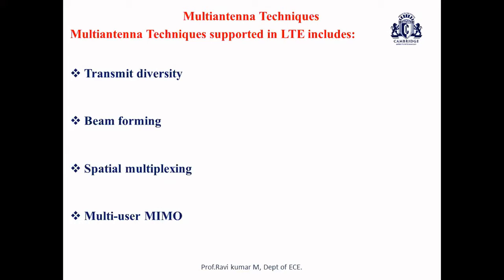The other multi-antenna technique is multi-user MIMO. Multiple input and multiple output is deployed in this technique, which allows multiple users in the uplink to be employed. Signals from the different users are separated at the base station receivers. That's about multi-antenna techniques which are supported in LTE.